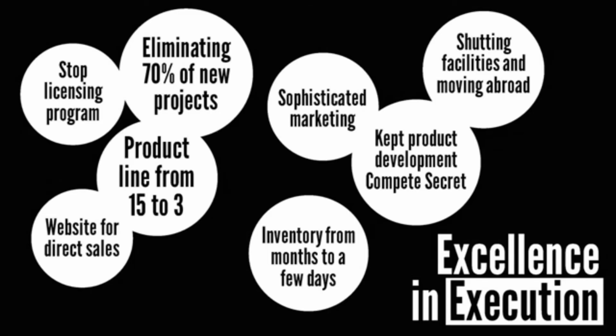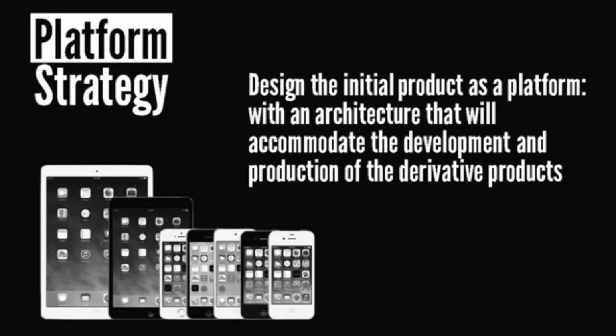Everything changed after Steve Jobs returned to Apple in 1997. Decisions were made to achieve excellence in execution. Stop licensing. The program eliminated 70% of the new projects. The product line was reduced from 15 to only 3. A website was launched for direct sales. Then sophisticated marketing kept product development competitive. Secret shutdown facilities were moved abroad. Inventory was reduced from months to a few days.